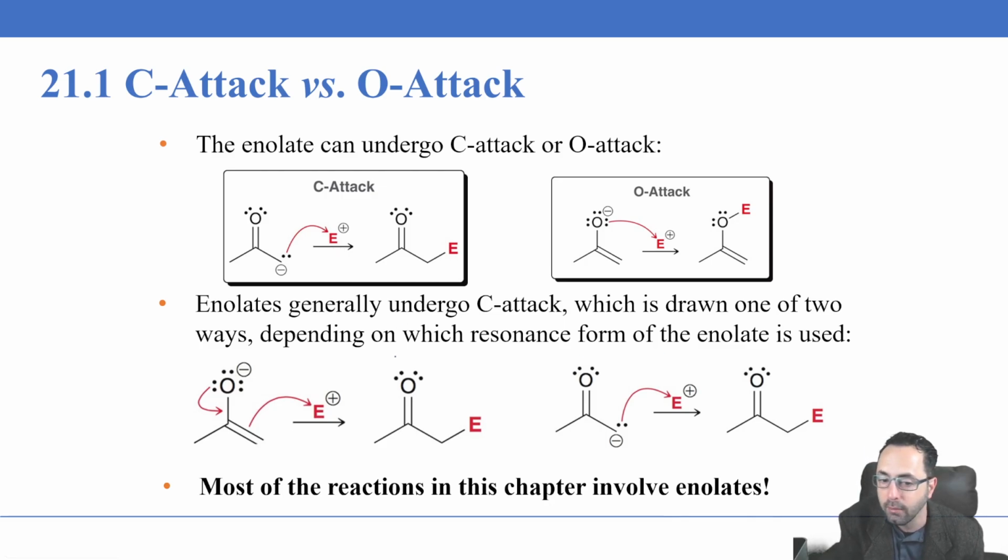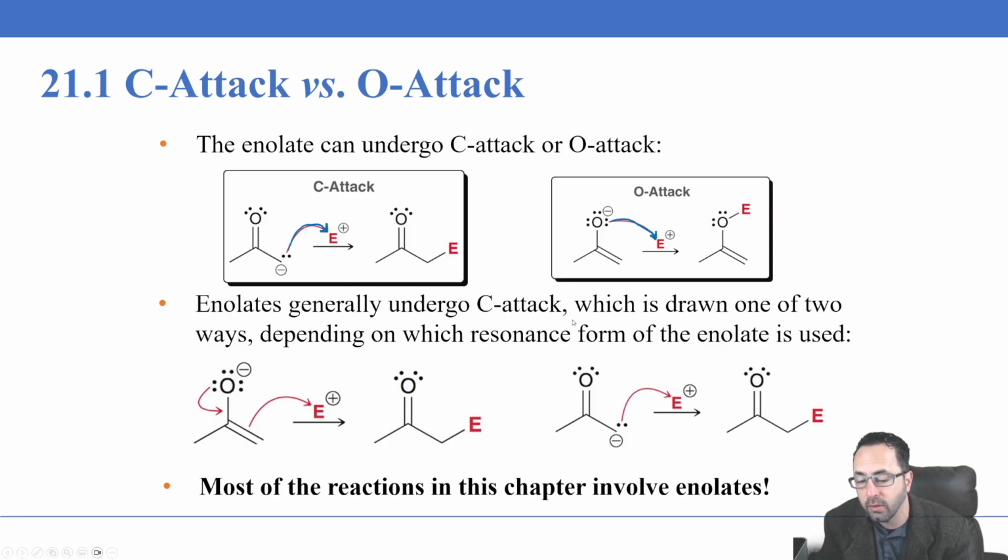And so we can have two situations here because there are two resonance structures. When the negative formal charge is described as being on the carbon, that carbon can attack the electrophile, and then the electrophile will attach itself to the carbon. Alternatively, with the other resonance structure where the negative charge is on the oxygen, the enolate nucleophile can attack the electrophile, and then the electrophile will be installed on the oxygen.